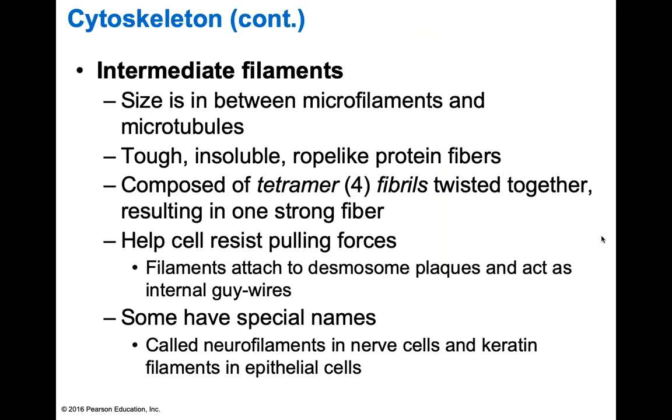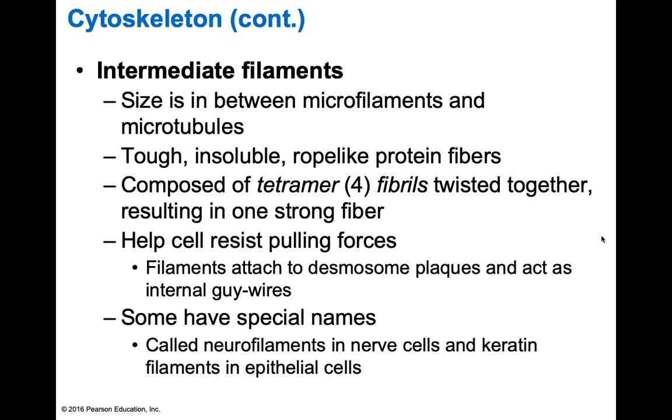The next one is going to be our intermediate filaments. If our microfilaments are the smallest, these are our intermediate sized, so between a microfilament and a microtubule. These are tough, insoluble, rope-like protein fibers. They're composed of a tetramer of fibrils, which are twisted together, which we'll look at in a second, resulting in one stronger fiber. They help the cell resist pulling forces.